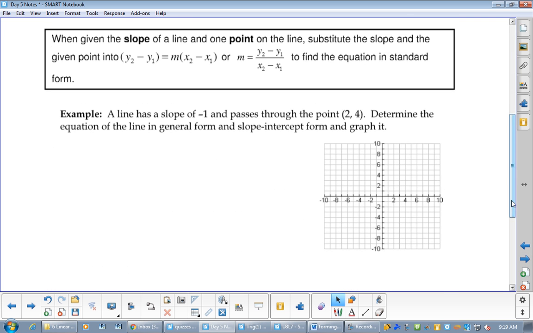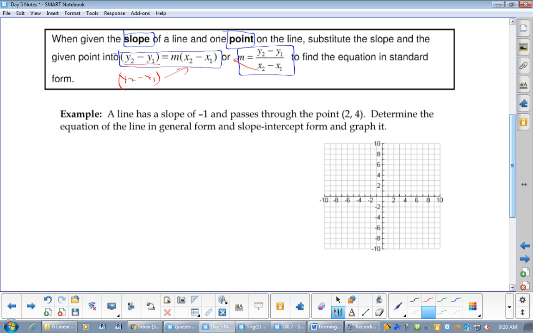Now we're going to move on to if they give me a slope and a point, find the equation in standard form. Now, this second one here you should already know. m equals y2 minus y1 over x2 minus x1. This first form came from putting this up here. Do you see this used to be down here? And it was just brought up there. It was multiplied. It took the escalator up.